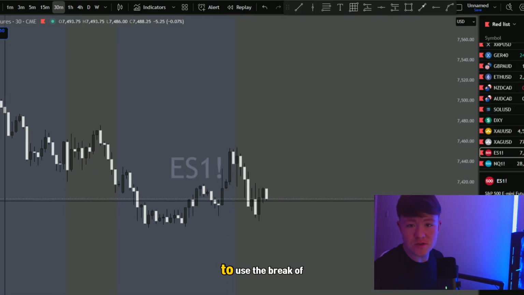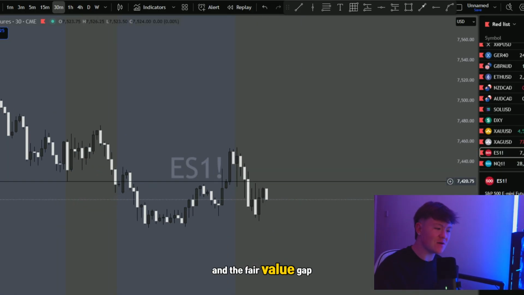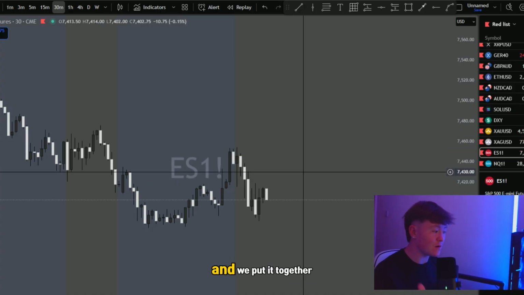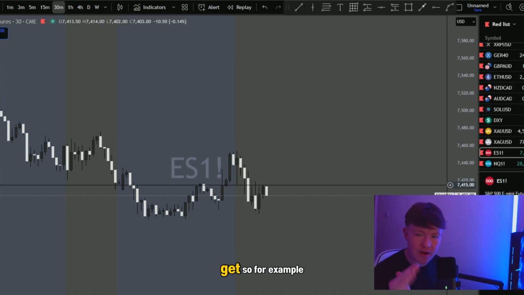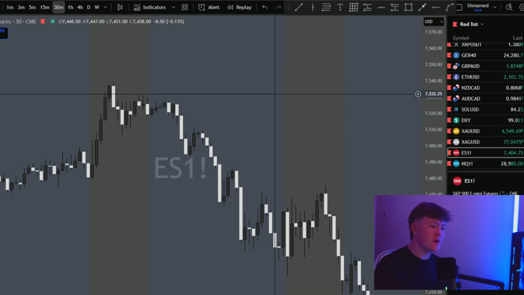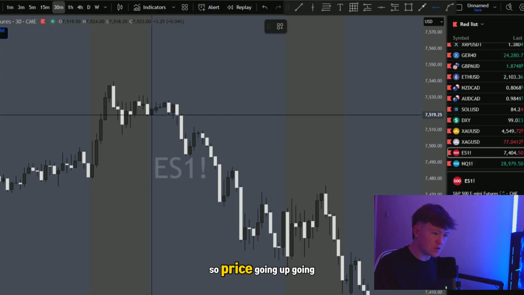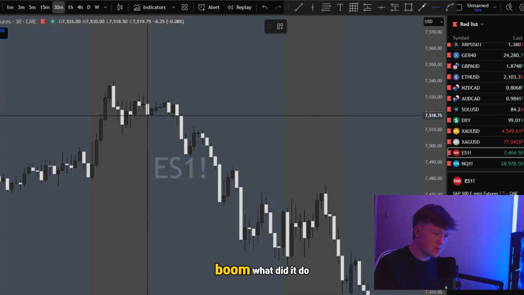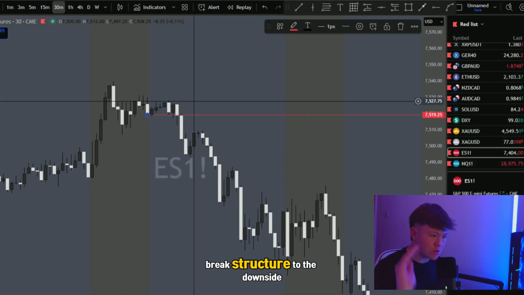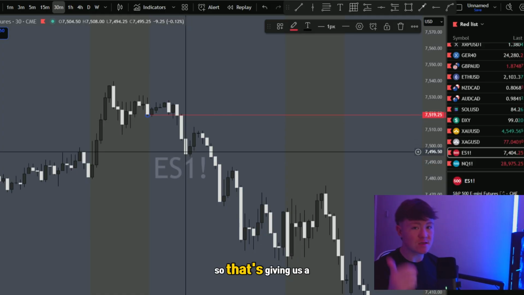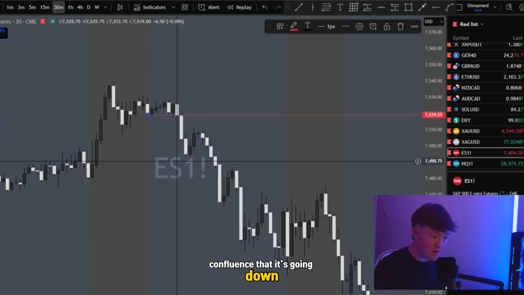So if we were going to use the break of structure and the fair value gap, which is everything we've learned so far, and put it together, I'm going to show you what we get. For example, we've had a break of structure to the downside, so price is going up, going up, going up. Boom, what did it do? Break of structure to the downside. So that's giving us a confluence that it is going down.